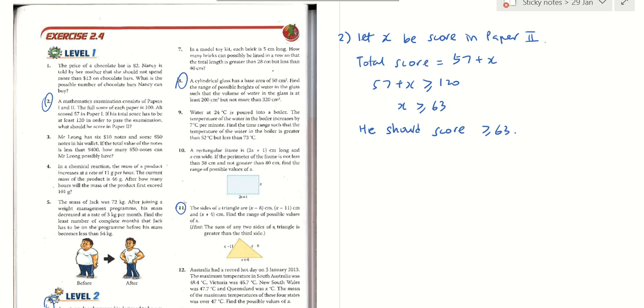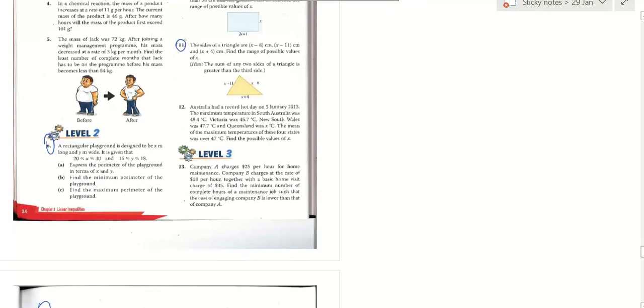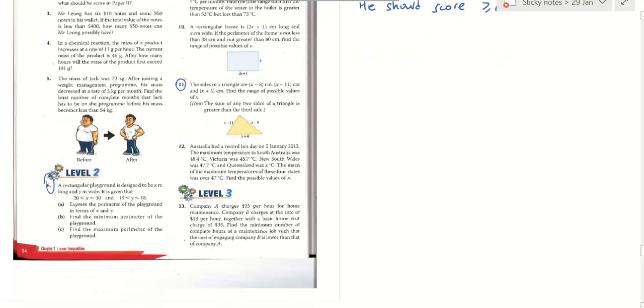There is no need to put less than 100 or less than or equal to 100 because the question has already limited the maximum to be 100. So there's no way you're going to go past that. So now let's carry on with the next question, which is number 6.